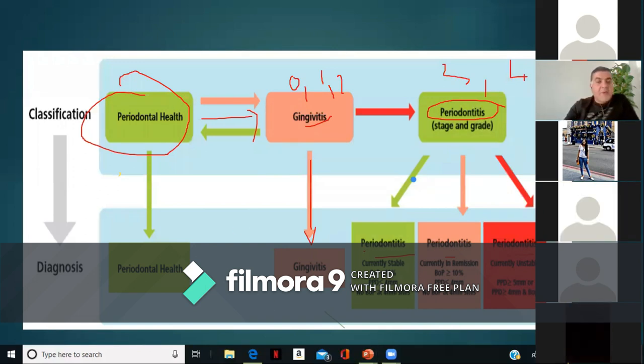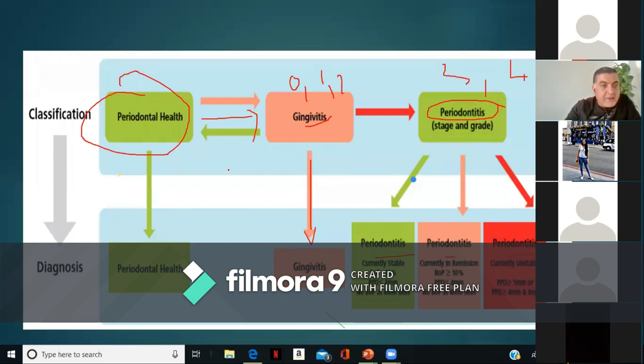Bleeding on probing, when you do 6-point pocket charting, if you see that the bleeding on probing is less than 10% and the periodontal pocket depth is less than 4 mm, then it is stable. But if you see bleeding on probing on more than 10% of your dentition in 6-point pocket charting, then it is in remission. If there is a periodontal pocket more than 5 mm or bleeding on probing on more than 4 mm, then it is currently unstable. Okay.